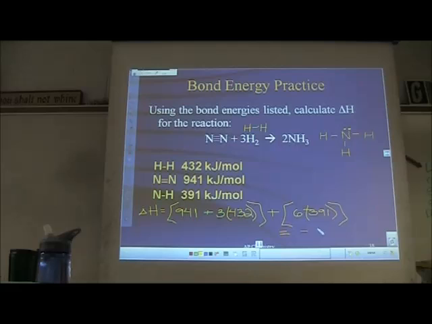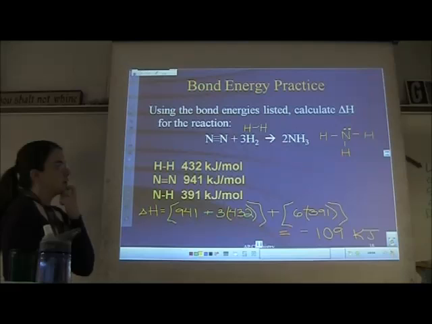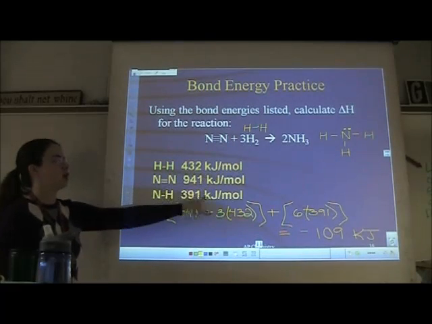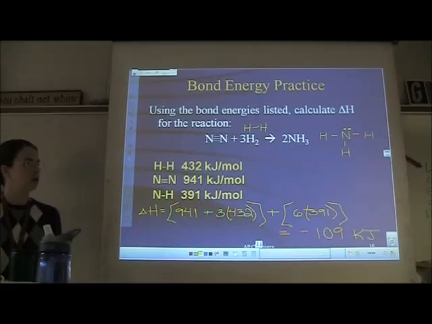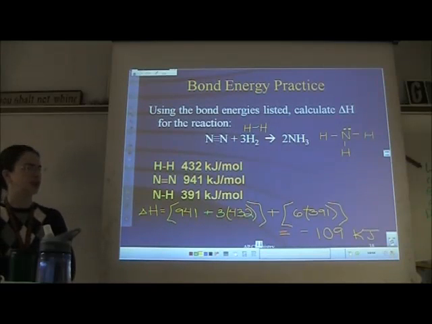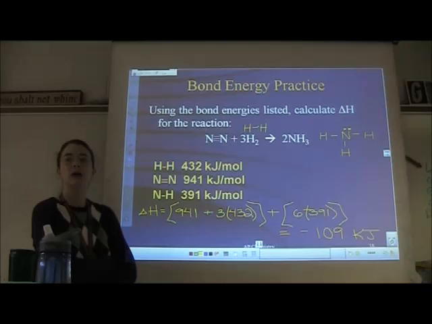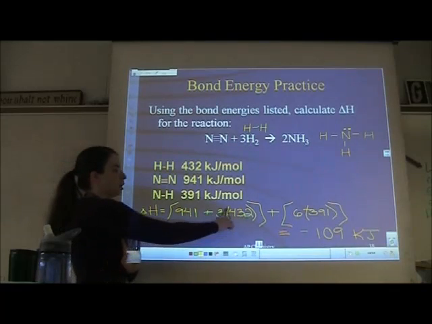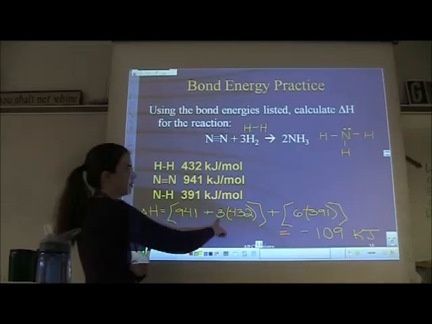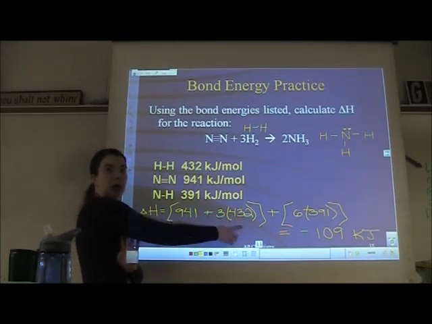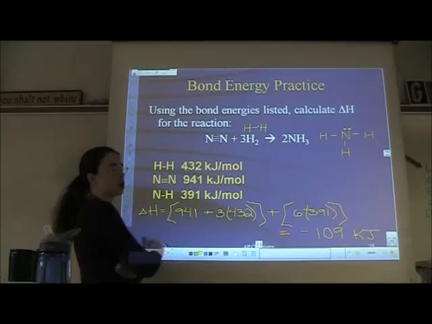Okay, we do the math, and this is what you should get. Now let me ask you two questions. First of all, if all of these bond energies had units of kilojoules per mole, then my final answer doesn't have units of kilojoules per mole. What happened to the mole? Austin. Yeah, when we took these coefficients into account, that's essentially like taking this number and multiplying times the number of moles, which causes it to cancel out.